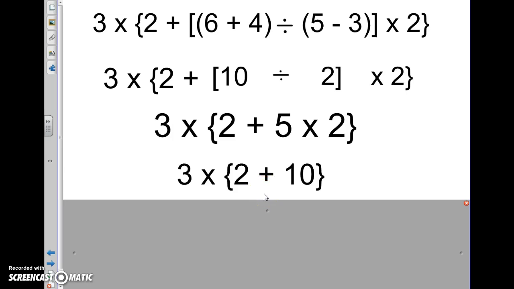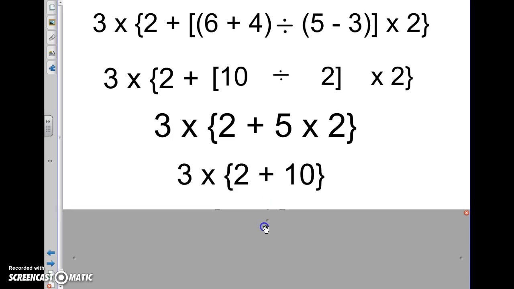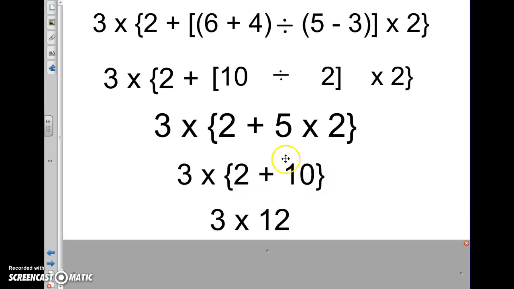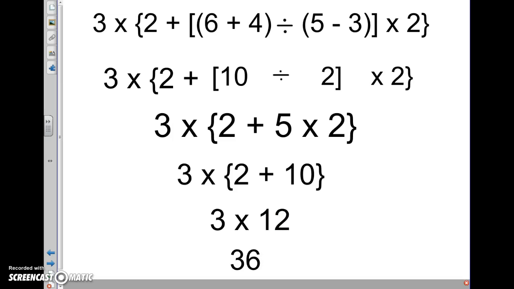Why don't we jump to solving this? What would be the final answer for this equation? Okay, so the next step, remember, would be working within these braces, so 2 plus 10, which would be 12, and then 3 times 12 would give us 36.